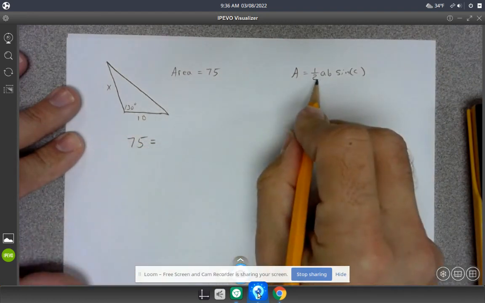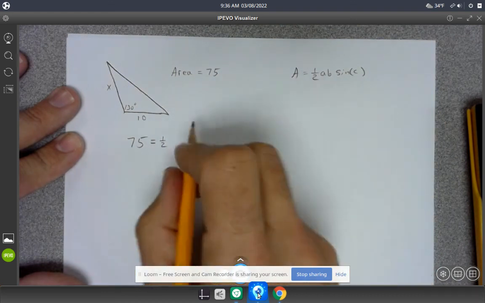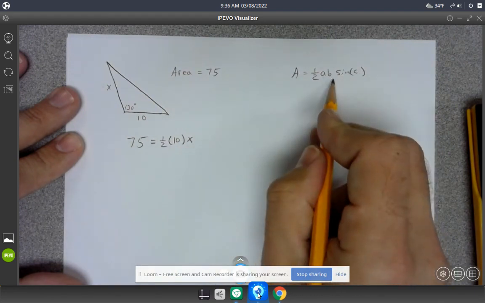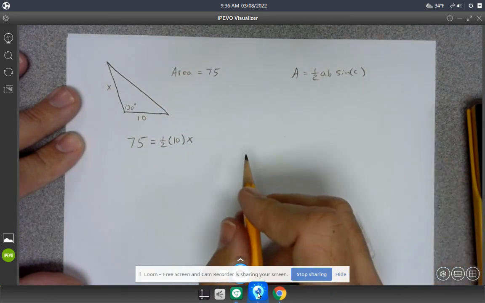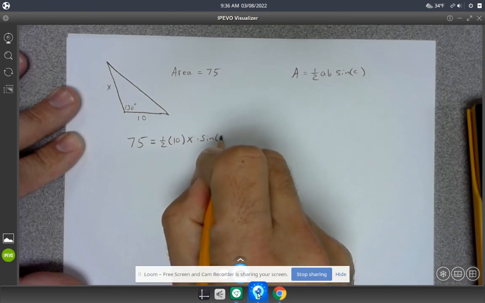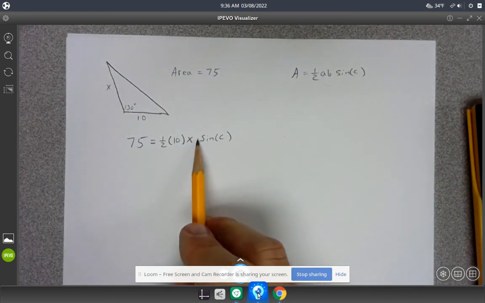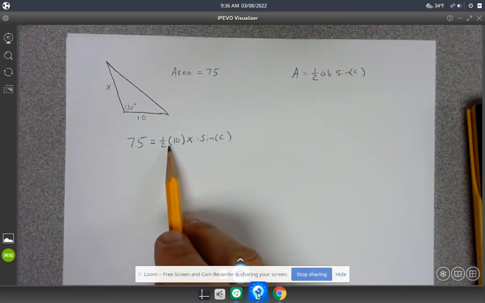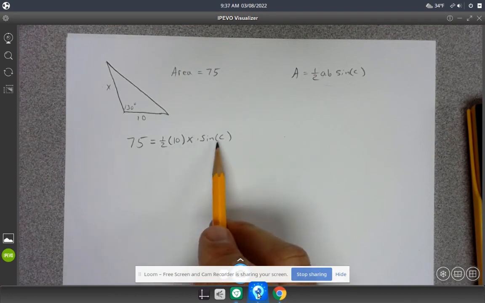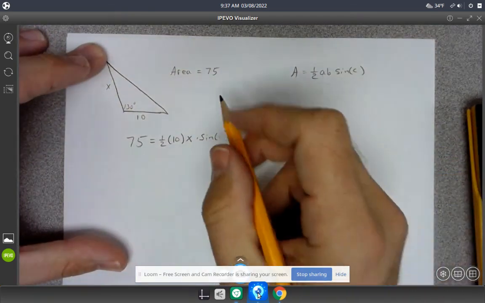All right, my area is 75. 75 equals 1/2. My A is going to be one of these legs, so I'll let that be the 10. B is the other leg, so I'll let that be my X. And then times the sine of C. All right, since we're solving for X, we really just need to divide by all this stuff that's attached to it. This is 1/2 times 10 times sine of C, but I know what that angle is. It was 130.